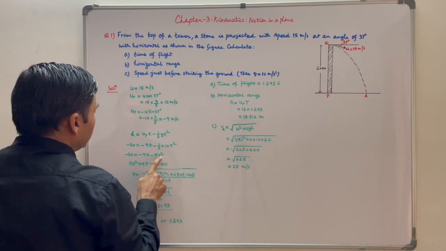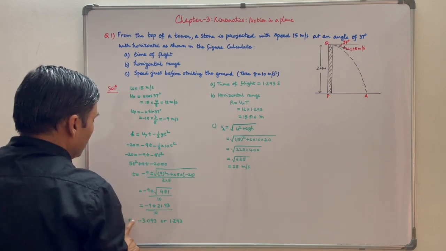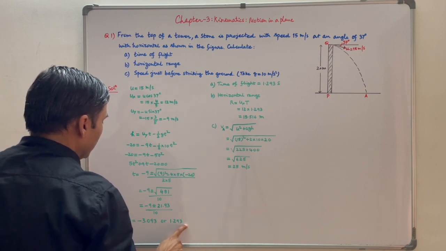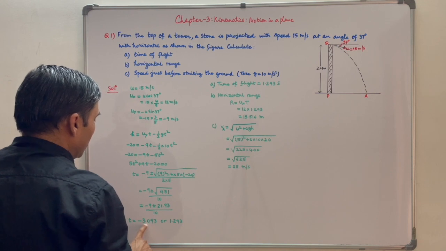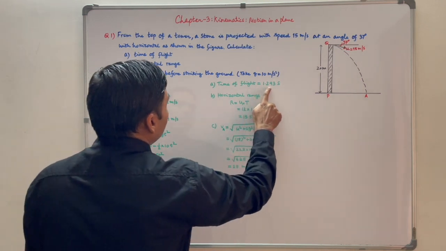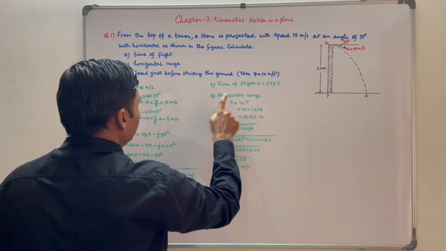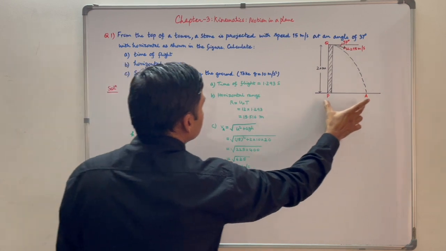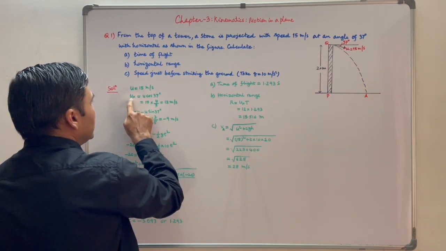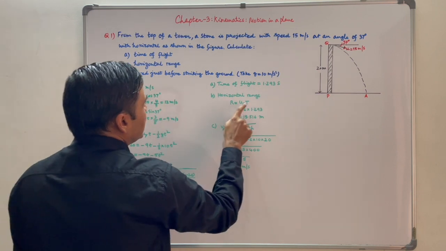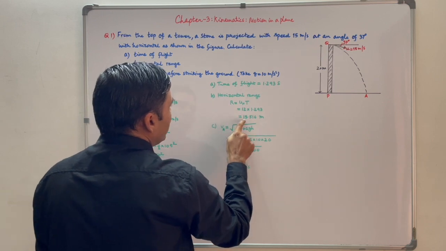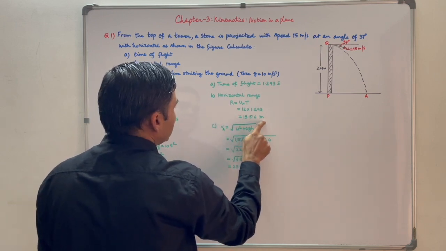This is a quadratic in t. Values of t are minus 3.093 or 1.293 second. Time cannot be negative, so this value is ignored. So time of flight is equal to 1.293 seconds. Horizontal range is given by ux into time of flight. Ux we have calculated as 12 meter per second, and time of flight is 1.293 seconds. So range is equal to 15.516 meter.